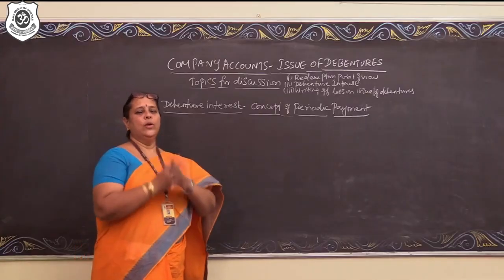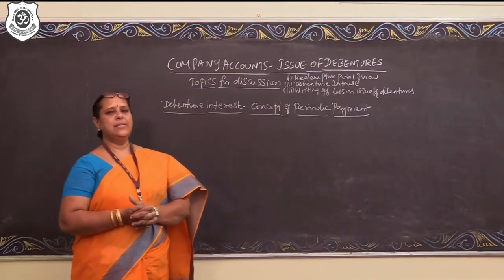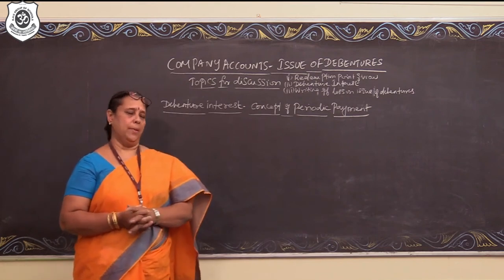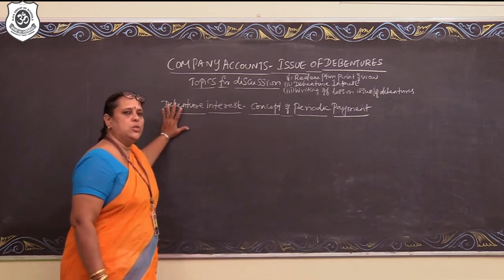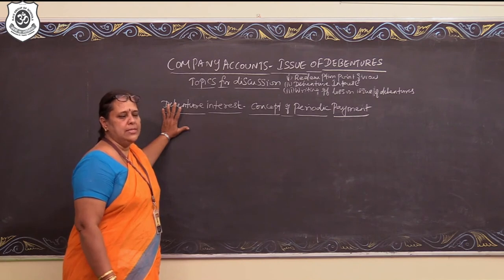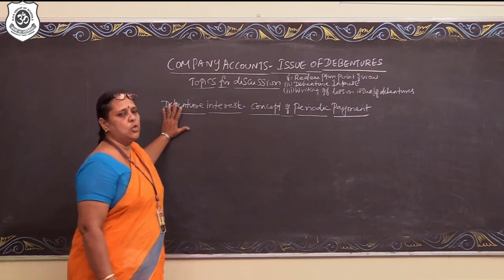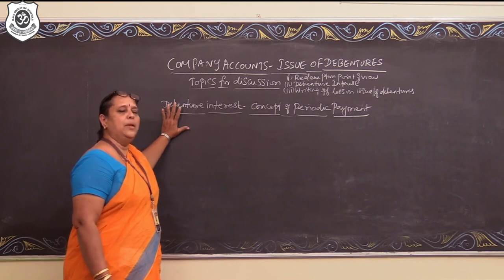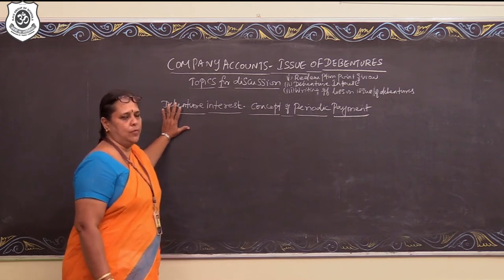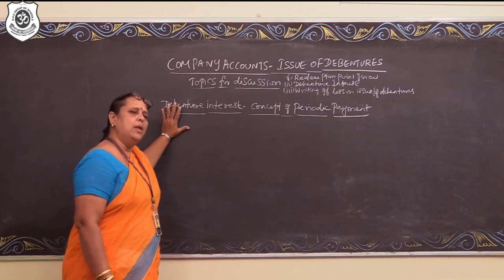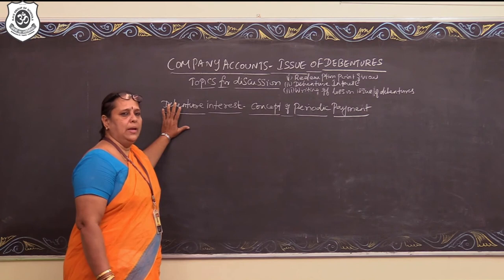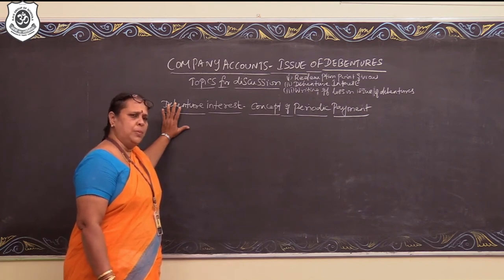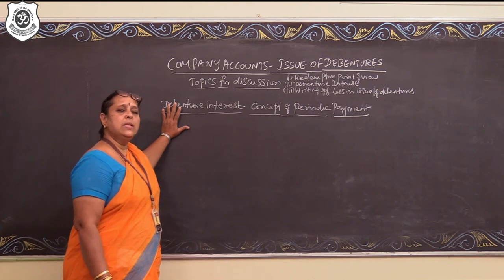Namaste. Now we are going to discuss the next concept, debenture interest, the concept of periodic payment. Please remember, debentures are issued with the condition that interest will be paid at specific intervals irrespective of the financial position of the company. Fixed interest will be paid irrespective of the financial position of the company, and the interest is payable monthly, bi-monthly, quarterly, half-yearly or annually. But most companies will pay interest half-yearly, which means the company will pay interest once in 6 months.